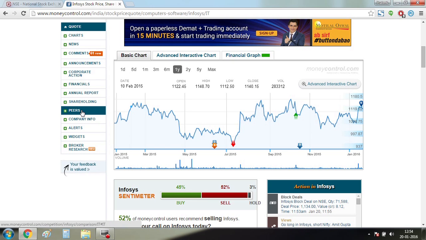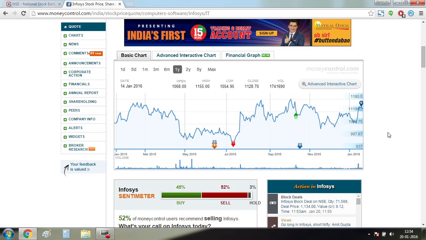Now here we have the peers tab, in which you can see other companies which are in the same sector, like Infosys, since this is the IT sector. If you click on this, you will see other companies like HCL or Hexaware and Tech Mahindra, and you will be able to compare their fundamentals, their performance, their price movements, etc. Here you have the company information. So that is all we have to see on the Money Control website.